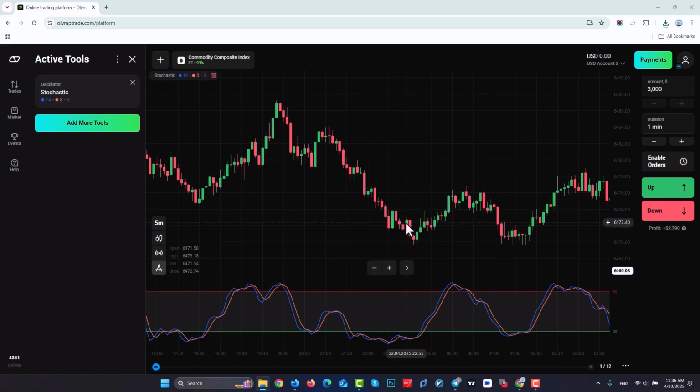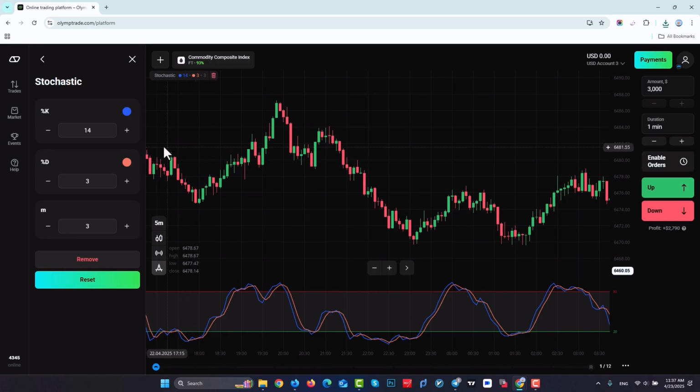The Stochastic Oscillator provides a comparison of the closing price with the price range over a specified period and is used for identifying reversals. You can adjust the settings of this oscillator between the values and intervals, and you can also change the colors.